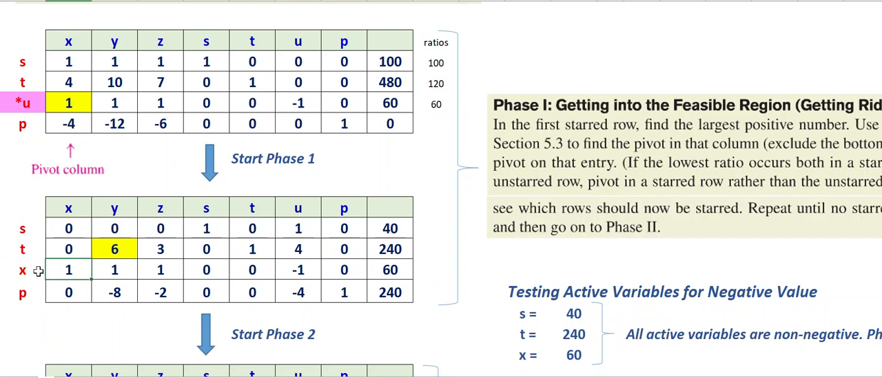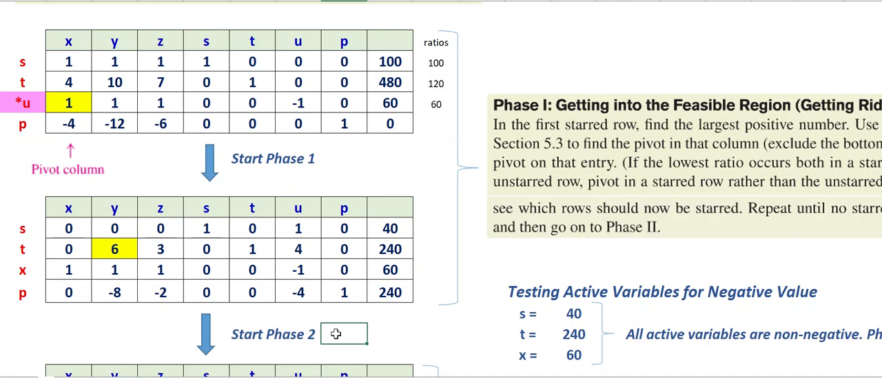Once all of our active variables are positive, we're done with phase one. Okay, let me repeat that. Once we have all positive active variables, we are done. We have completed phase one. And so we start phase two.